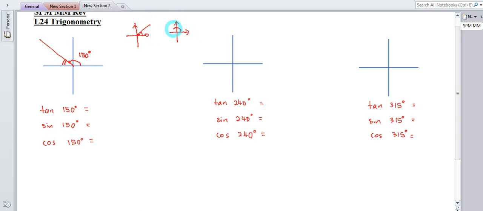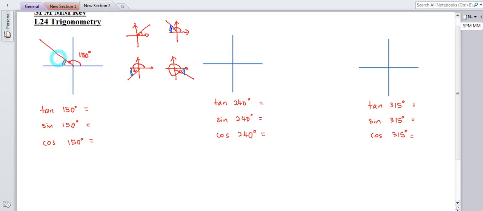If the angle goes to the second quadrant, here will be the reference angle. If the angle goes to the third quadrant, this will be the reference angle. Always compare with the x-axis, not the y-axis. If the angle goes to the last quadrant, quadrant number 4, this will be the reference angle, not this one. Now let's go back to this one, tangent 150.